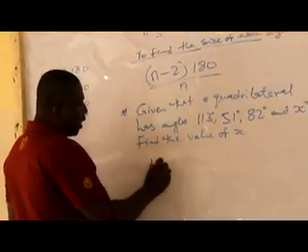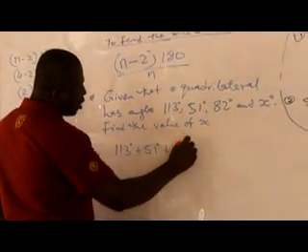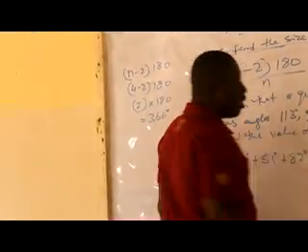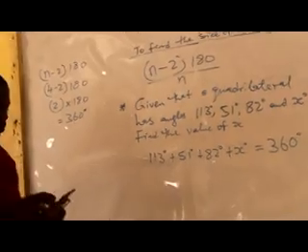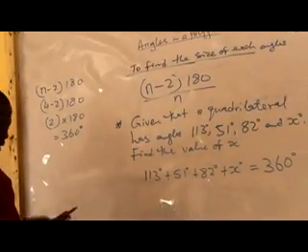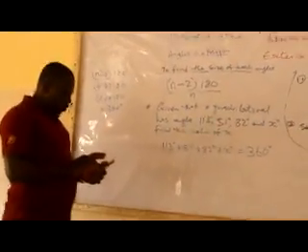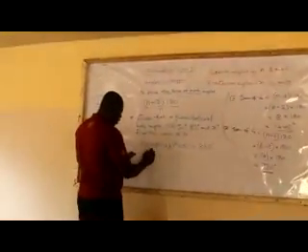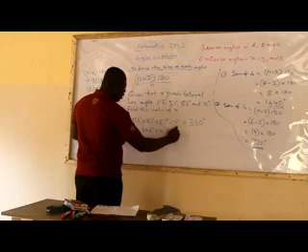Then to solve for this, to find x, we now say 113 degrees plus 51 degrees plus 82 degrees plus x degrees. Everything is equal to 360 degrees. For us to find x, we are going to add the numbers separately and add the letters separately. So we have 113 plus 51 plus 82 plus x. If you add this, it will give you 246 degrees plus x is equal to 360 degrees.